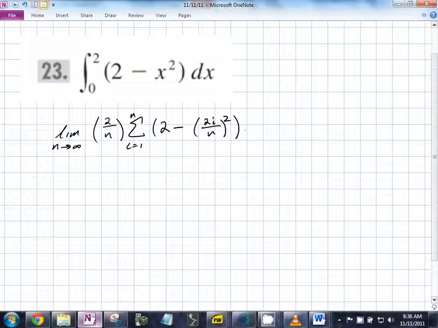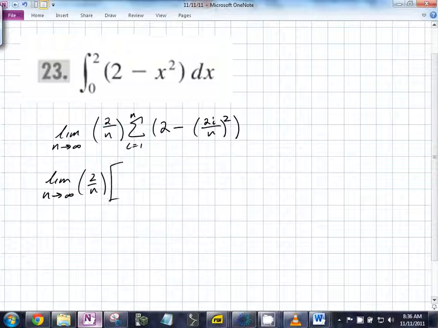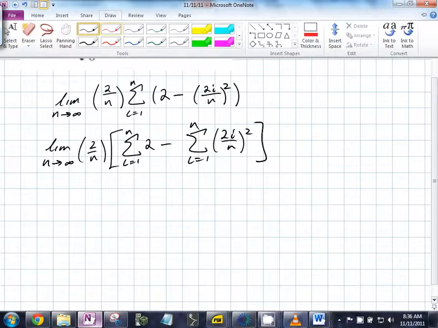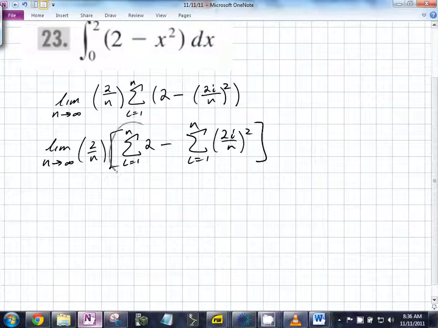So one thing we can do, we have the limit as n goes to infinity of 2 over n times, we can break that into two sums, right? The sum from i equals 1 to n of 2 minus the summation from i equals 1 to n of 2i over n squared, right? Can someone tell me what this means right here? 2 plus 2 plus 2 plus 2, how many of them? So what does that equal? 2n, exactly.